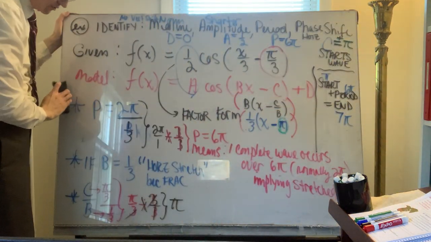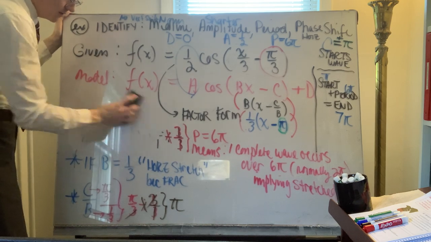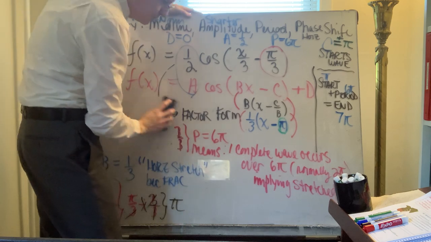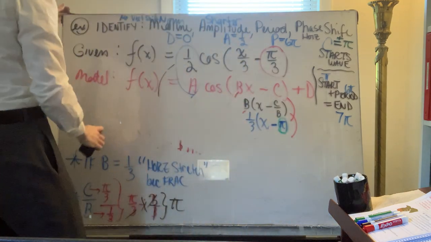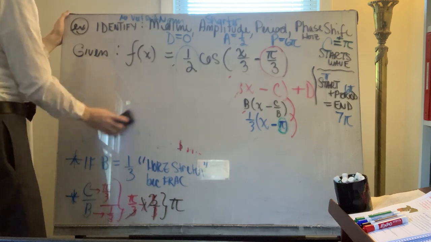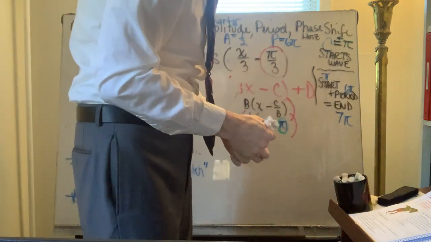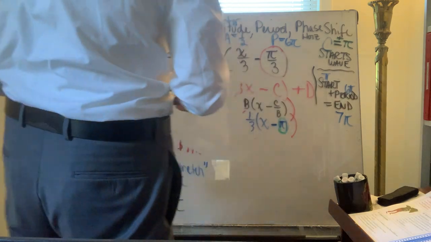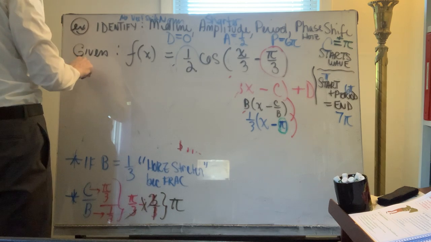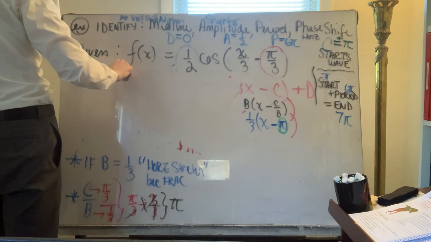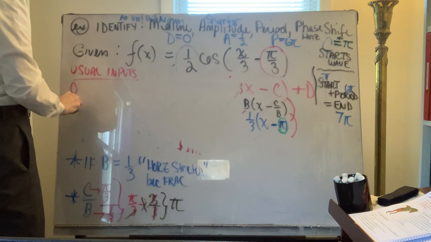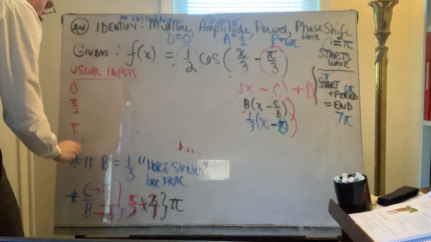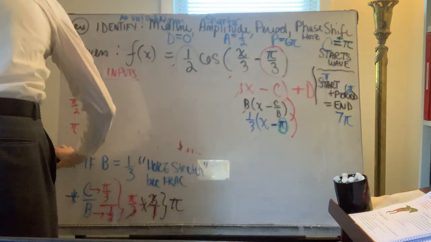Let me share something else with you too, before I move on. I'm going to erase a little bit because I need the space. This B value, you're going to use a calculator, obviously, but this B value is something you could use, somewhat counterintuitively as well. If we think of the usual inputs as being 0, pi over 2, pi, 3 pi over 2, and 2 pi, and so forth.